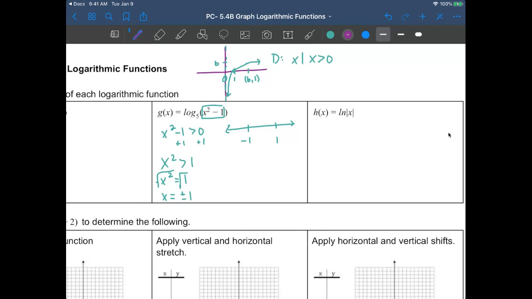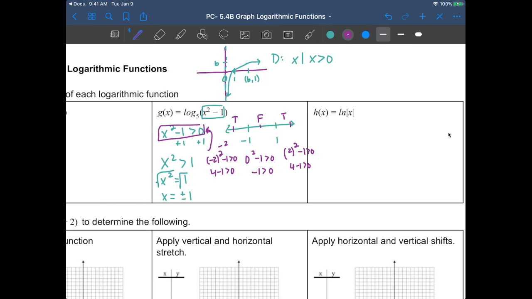And I'm going to test. So let's test 0 first. I'm going to plug it in right here. So 0 squared minus 1 is greater than 0. Negative 1 is greater than 0. That is false. Over here at 2, I get 2 squared minus 1 is greater than 0. 4 minus 1 is greater than 0. That's true. Let's test negative 2. So negative 2 squared minus 1 is greater than 0. Again, we're plugging it into our original inequality that we set up. We get 4 minus 1 is greater than 0.